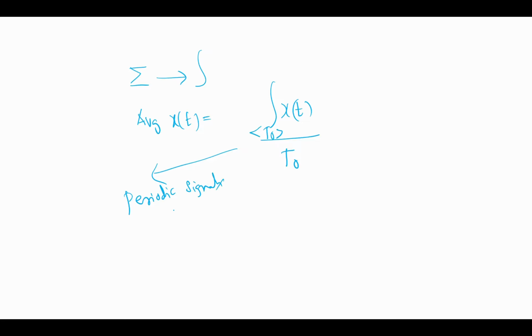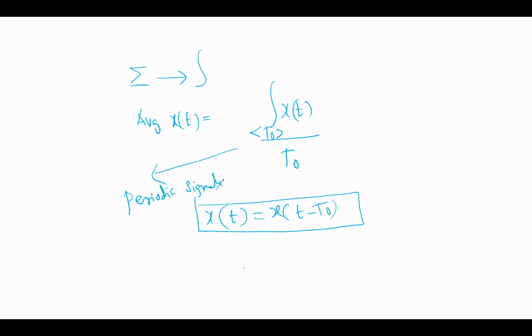So what do we mean by a periodic signal? A signal which satisfies this mathematical form, x of t equal to x of t minus capital T naught, we call it a periodic signal. So for such periodic signals, the average value is going to be the integration of x of t by capital T naught.